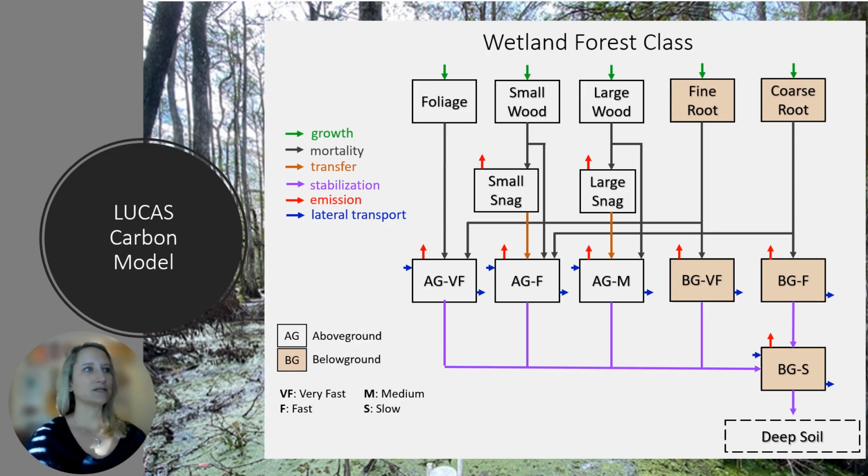The wetland forest is another wetland model that we're working on updating right now. And we started with the forests from the CBM carbon model and adjusted it for wetland forests. And the biggest changes really were the inclusion of the lateral flux of dissolved carbon in the blue arrows, as well as the burial function and the deep soil pool here.